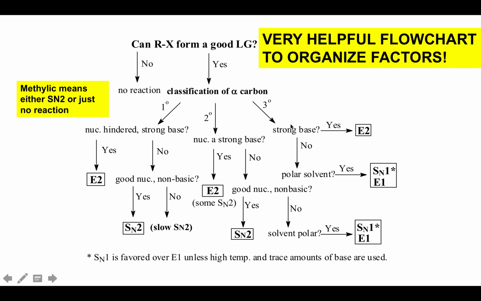How about tertiary? If I didn't use a strong base, and then you see the solvent was polar, then you'd have an SN1 or an E1, and then you'd decide if it's SN1 or E1 by whether or not you have, again, some high temperature, some heat applied, and trace amounts of base. Okay, so let's try this out. Here are some exercises that we can try together.